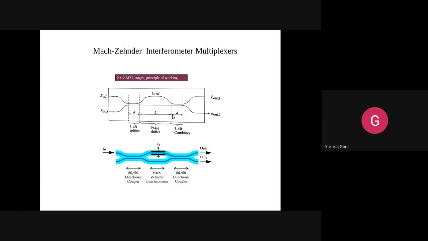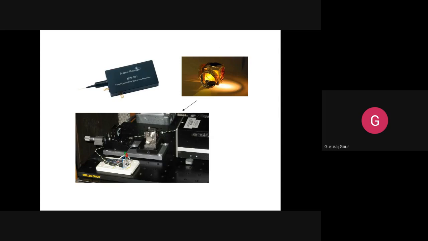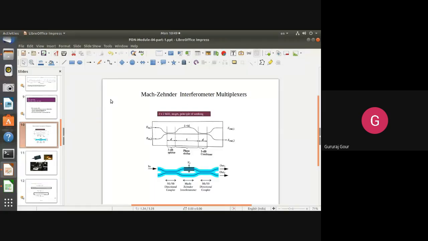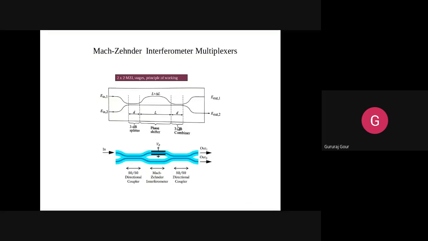Similarly, after traveling this length L in the space sector, it passes through another 3 dB combiner. Here it combines these two signals and gives them as E out 1 and E out 2. So combining here is nothing but multiplexing them.